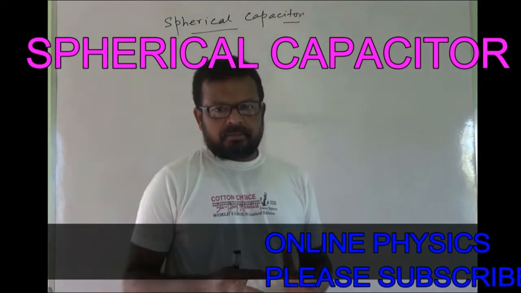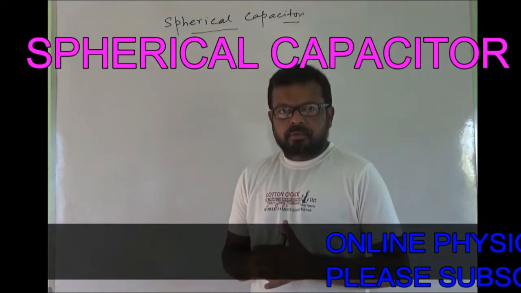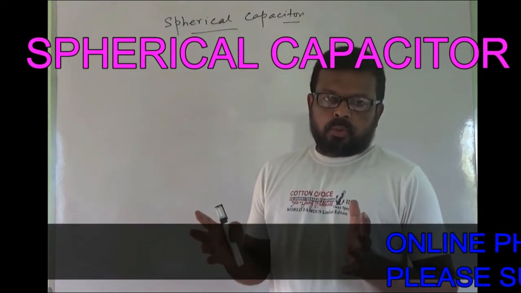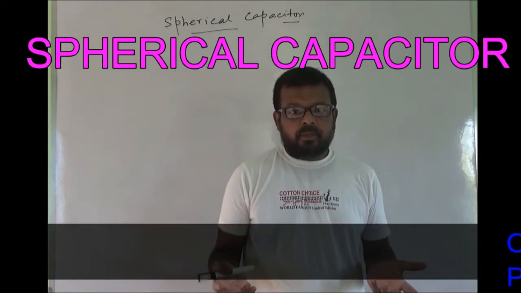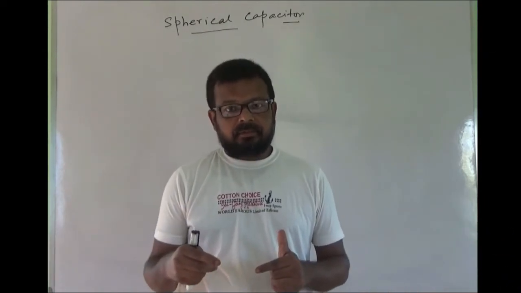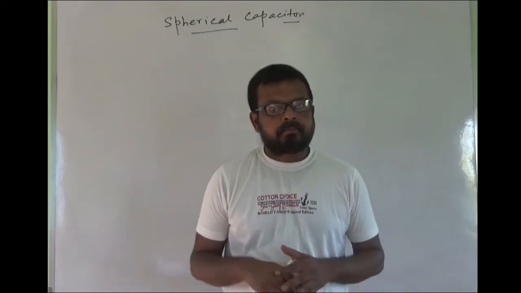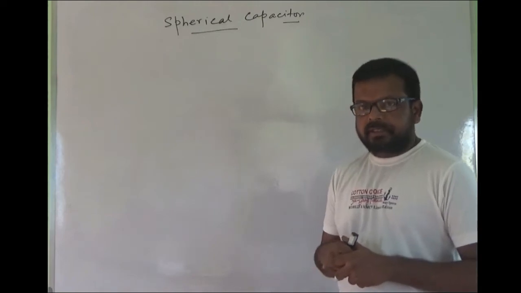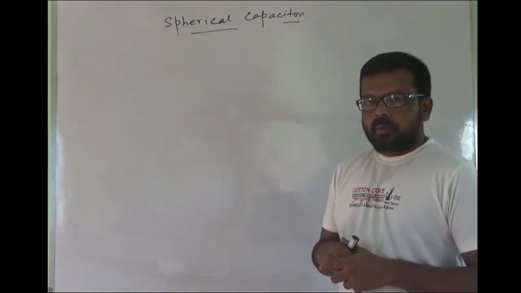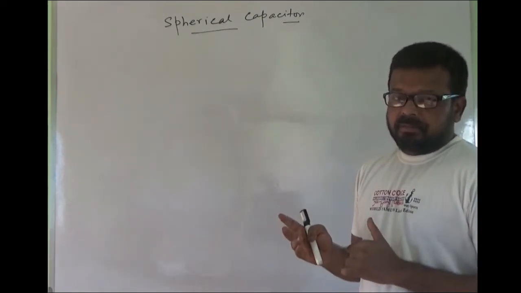A spherical capacitor consists of two concentric spherical cells of different radii. One of them is grounded. Now first we are going to calculate the capacitance of the spherical capacitor with its outer sphere grounded.